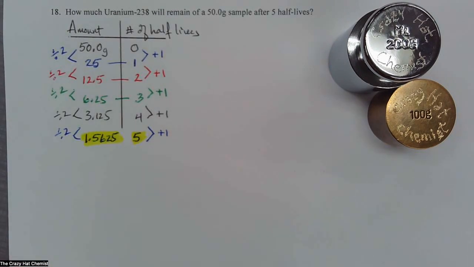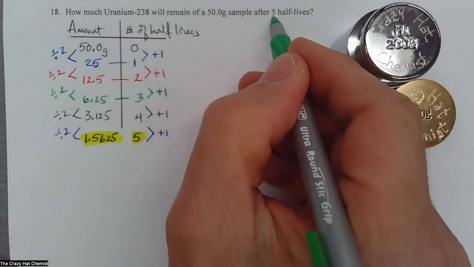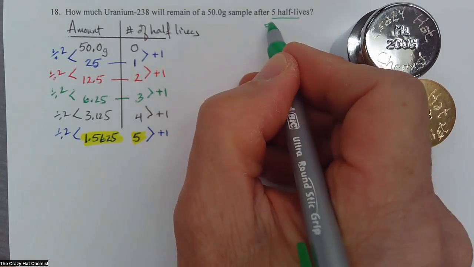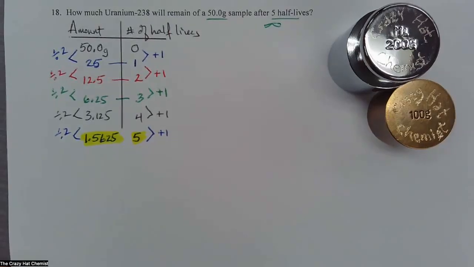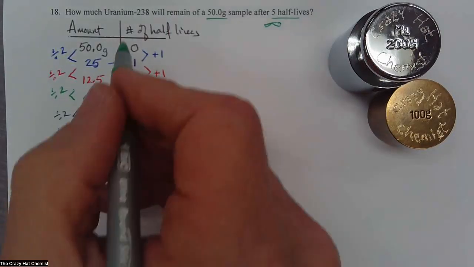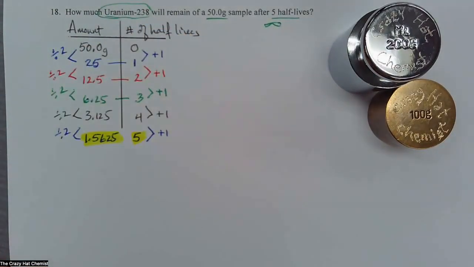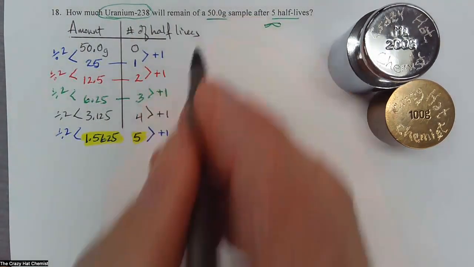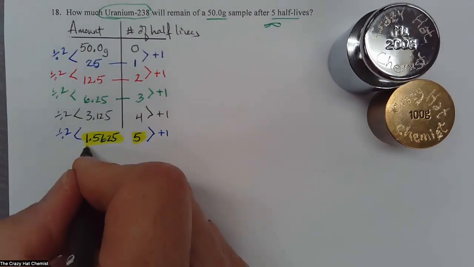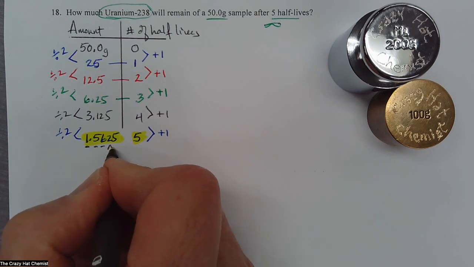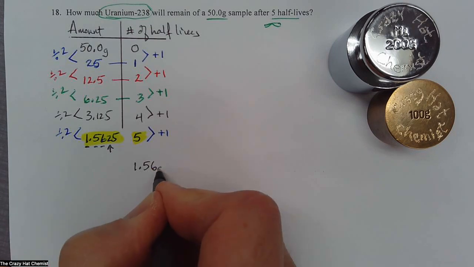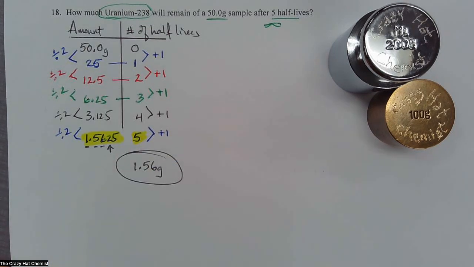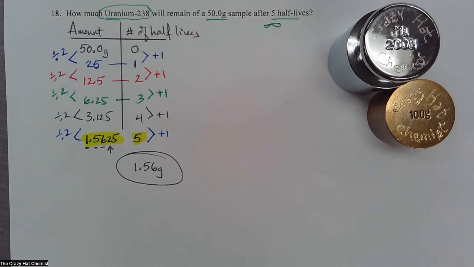Now, it's not rounded correctly, so we do have to do that. The 5 half-lives is actually a counting number, so that's an infinite number of significant figures. The 50 grams has 3 significant figures. This is just an isotope, so that has nothing to do with the significant figures. So I have to round this number to 3 significant figures. That will be 1, 2, 3. I'm looking at that 2 for rounding. 1.56 grams, and that would be my answer, the amount remaining after 5 half-lives.